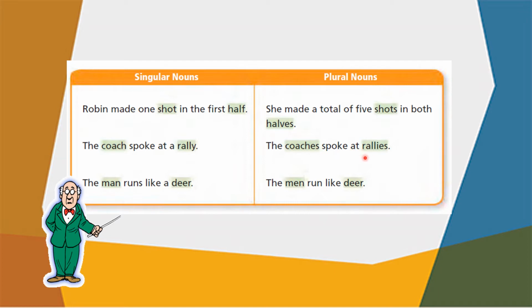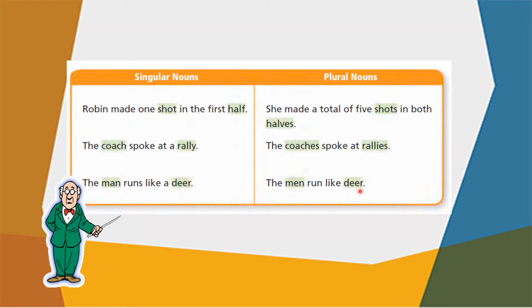Now we have the word rally. So for some nouns ending with y, we have to change y to i and add es. Now let's go to the third example. The man runs like a deer. So you have your singular nouns man and deer. Turned into plural form, you have the men run like deer.